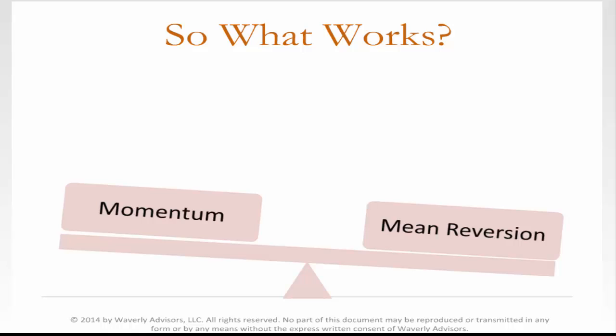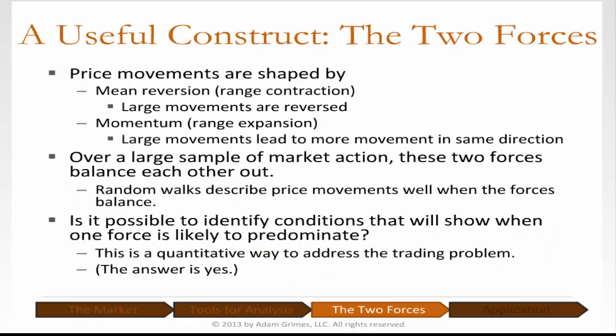I want to talk about this model of two forces: momentum and mean reversion. Mean reversion is the tendency of a market to go in one direction and then snap back. Momentum is the tendency of a market to go in one direction and then continue. To some extent, that's the whole question of trading, isn't it? Imagine a market makes a big move down. Do I buy that market? Is it going to snap back? Or do I short that market? Is it going to keep going down? It's the core question.